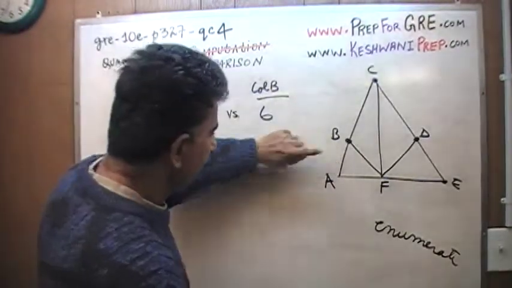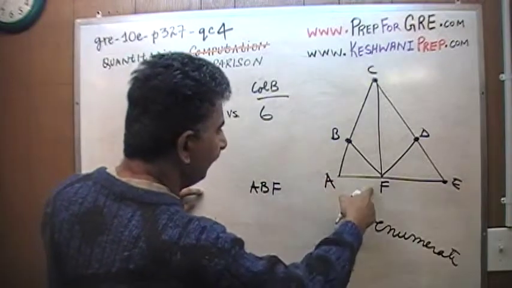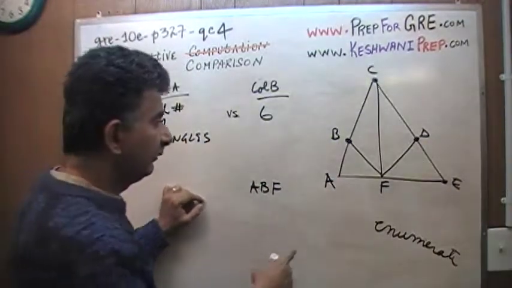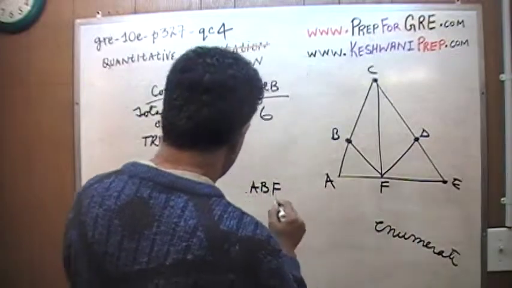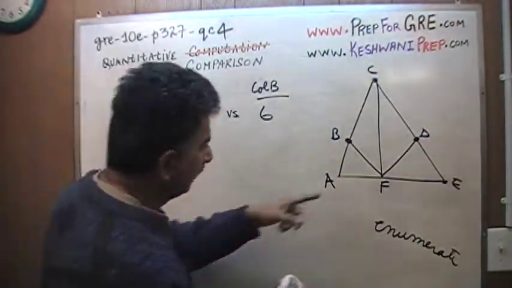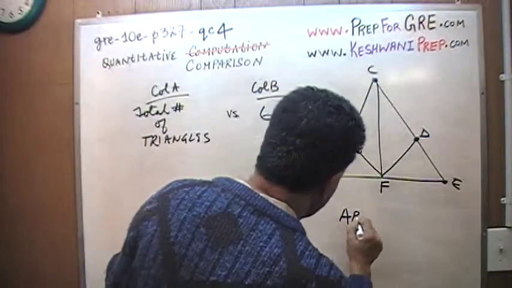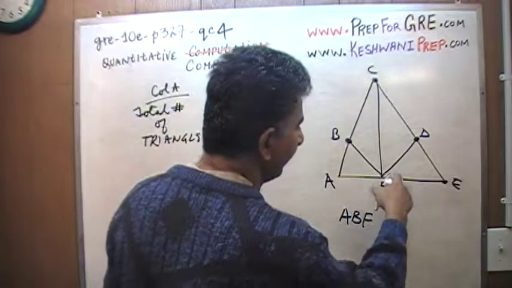Let's start with this small triangle first. So I have ABF, and now I'm going to take care of the symmetry. The symmetry is FDE. I should have put it somewhere on the side here. Let's put it right underneath so we can see. ABF, and let's take care of the symmetry, FDE.